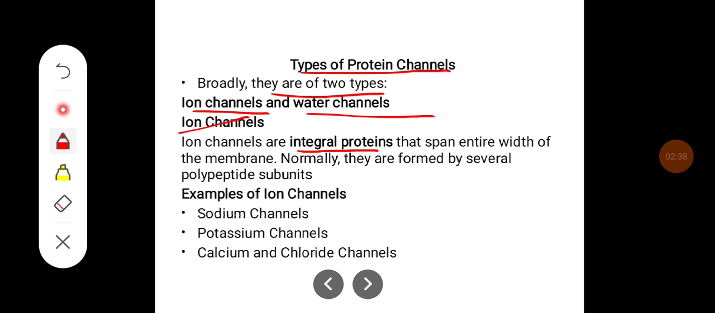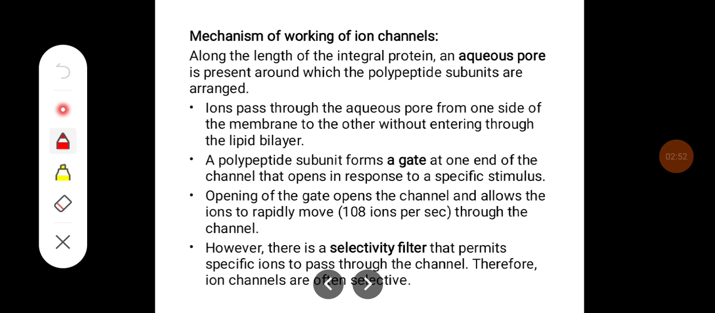Ion channels are integral proteins that span entire width of the membrane. Normally, they are formed by several polypeptide subunits. Some of the examples for ion channels are sodium channels, potassium channels, calcium and chloride channels. So, mechanism of working of these ion channels. Along the length of the integral protein, an aqueous pore is present around which the polypeptide subunits are arranged.